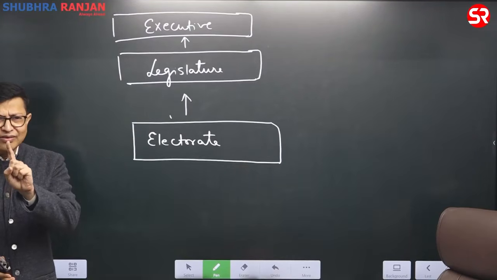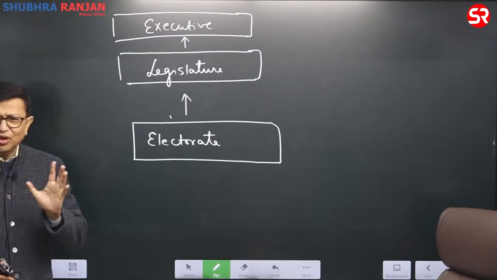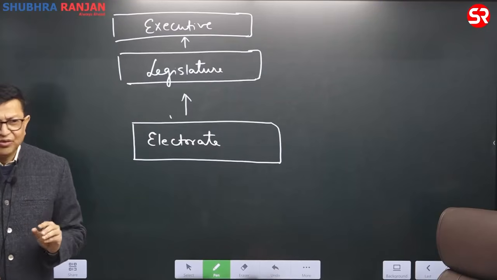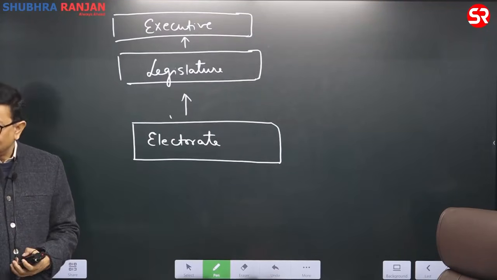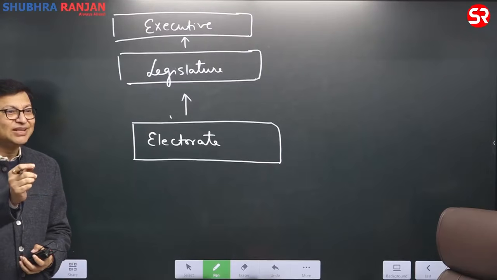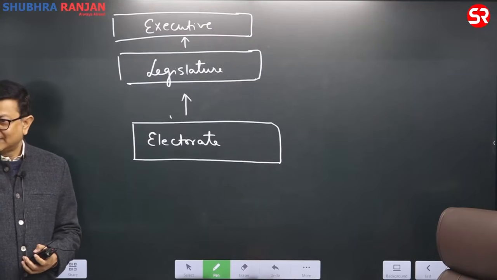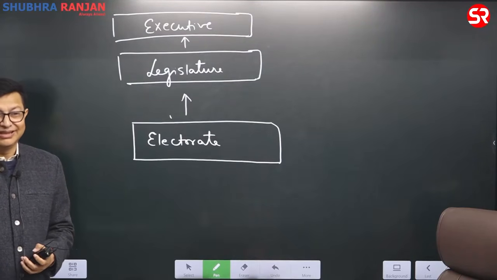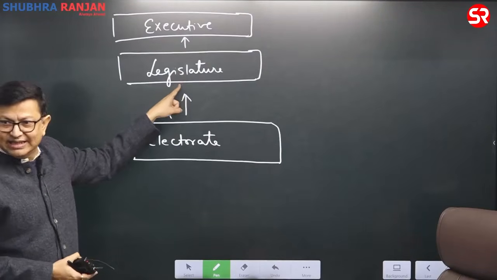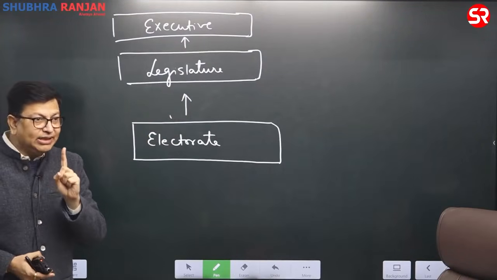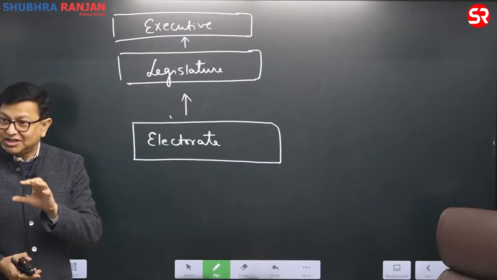We do not elect the members of the executive. We do not elect even the prime minister. We do not elect the chief minister also. What we do? We go and we vote for our representative. Okay, vote for this person. He will be our representative. So, we elect the members to the legislature, and the political party or the coalition.